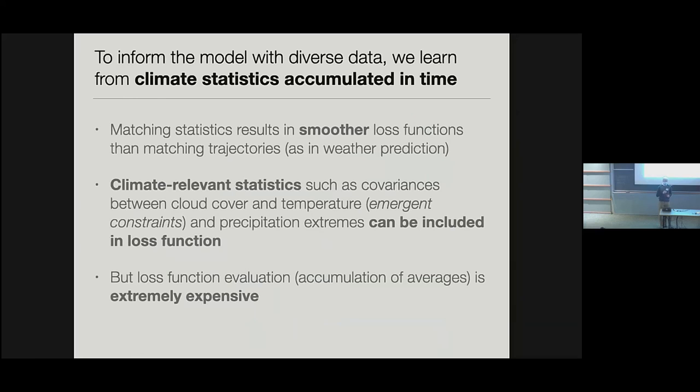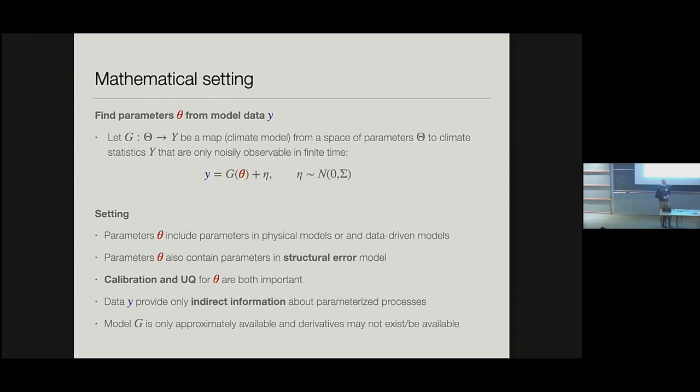So you don't have as rough a problem as you have in weather forecasting, say, where you learn from trajectories and their chaotic dependence on initial condition. There's no dependence on initial conditions, aside from ocean initial condition, ice perhaps, that is crucial. You can include things that you really care about, precipitation extremes, in the loss function. The downside is, if you do this, evaluating the loss function becomes extremely expensive because you need to do seasonal simulations and longer for every loss function evaluation, and that quickly becomes enormous.